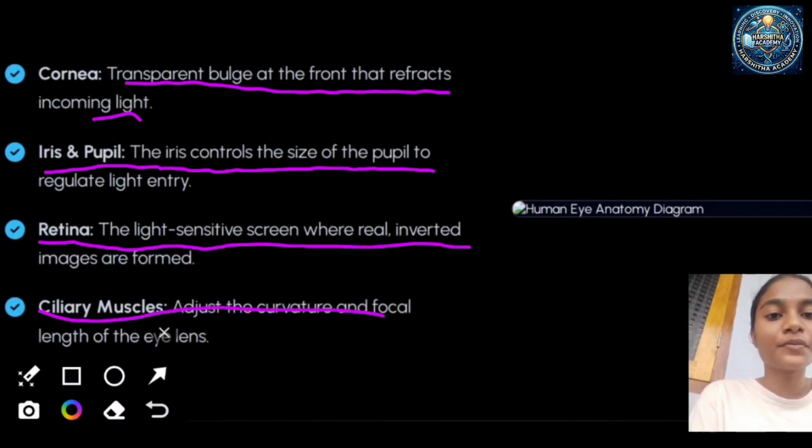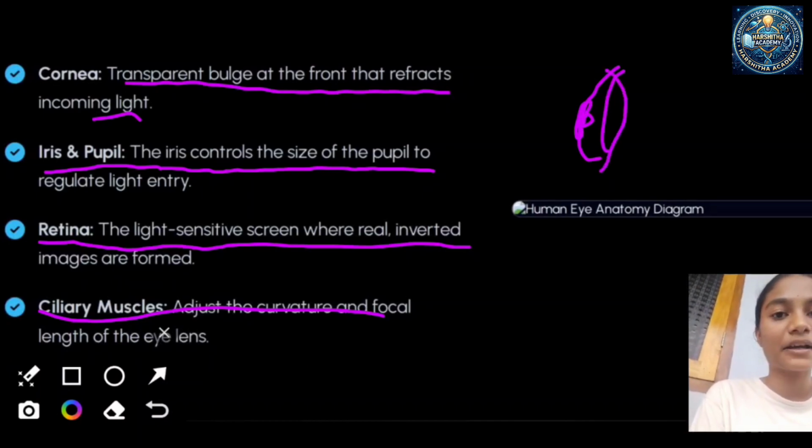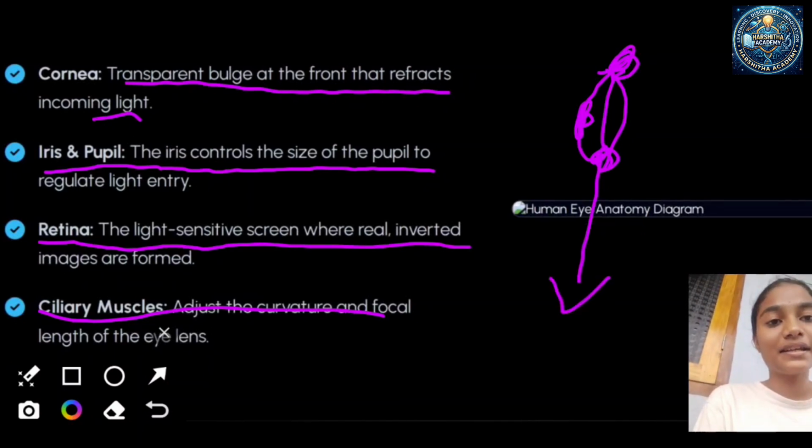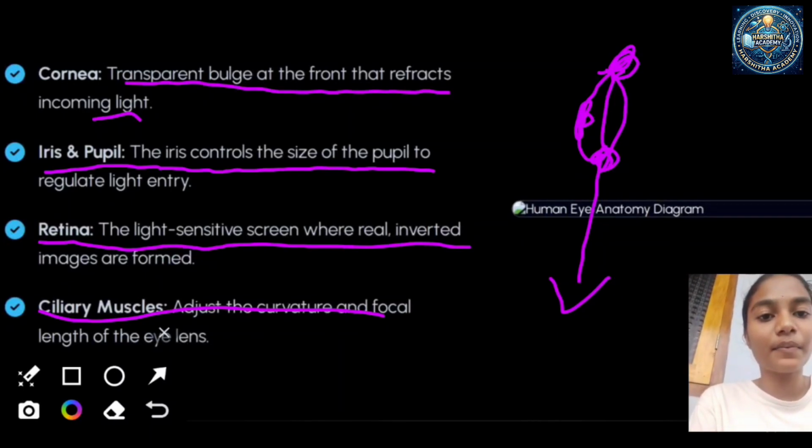Ciliary muscles. So where are the ciliary muscles? If this is the pupil, this is the eye lens, which is behind the pupil. Here the ciliary muscles are found, and they adjust the lens size for the power of accommodation. So now let's see what we mean by power of accommodation.